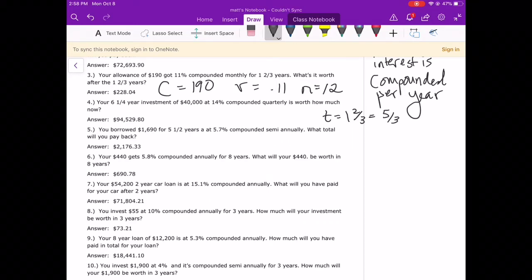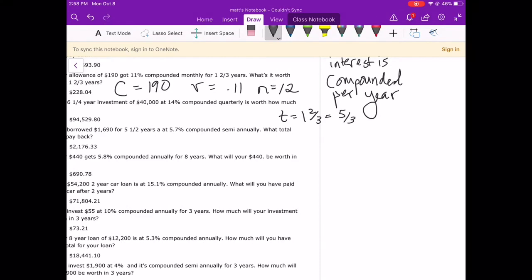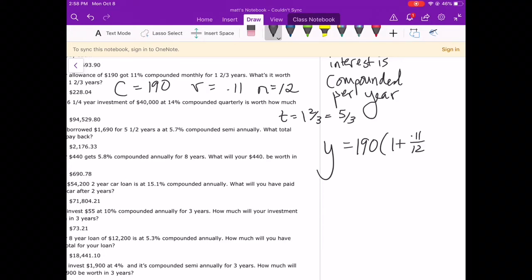Just know that every time you round, you're going to have a less accurate answer. All right, so we're going to plug all those into our formula. So here we go. Y equals $190 times (1 plus 0.11 over 12). Again, monthly would mean 12 months in a year. And then that same value of 12 times 5/3 for 1 2/3 years.